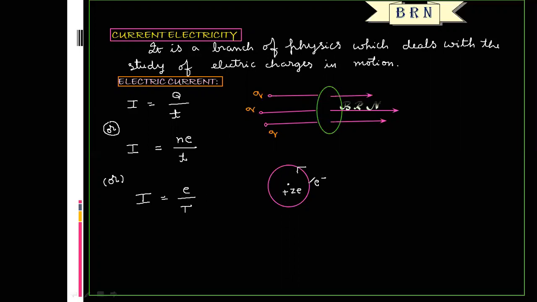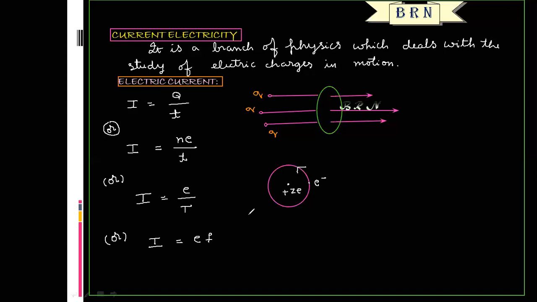In case of an electron revolving around the nucleus, if it completes one rotation, the equivalent electric current produced in the orbit is equal to e divided by capital T. In terms of frequency, I is equal to e into f, because the reciprocal of time period is frequency, right?